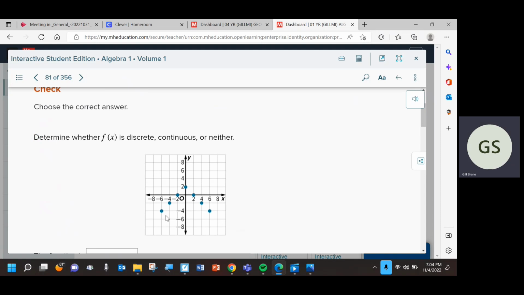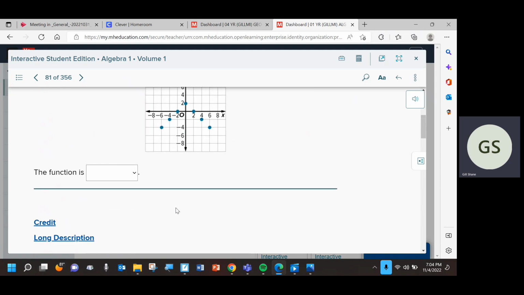So finally, this is just individual points. Oh, I didn't tell you to pause it, but hopefully you identified that already. That is discrete. It is just individual ordered pairs on the graph, individual points. So that is discrete.